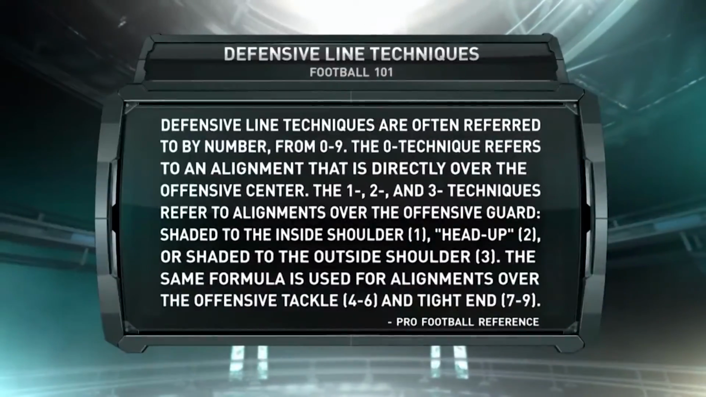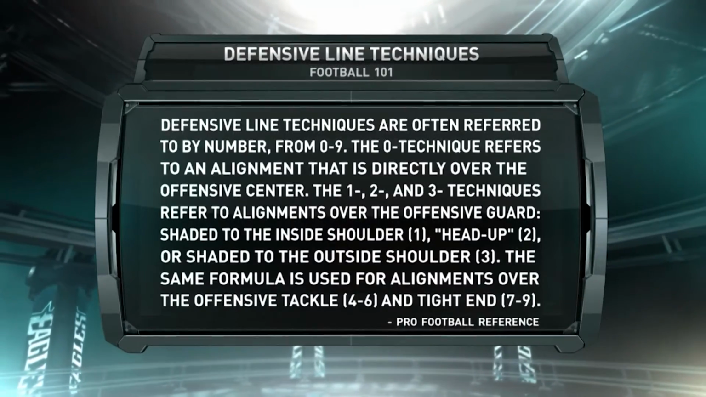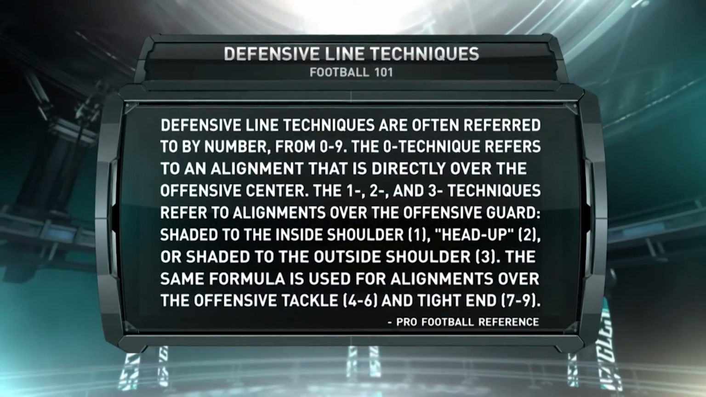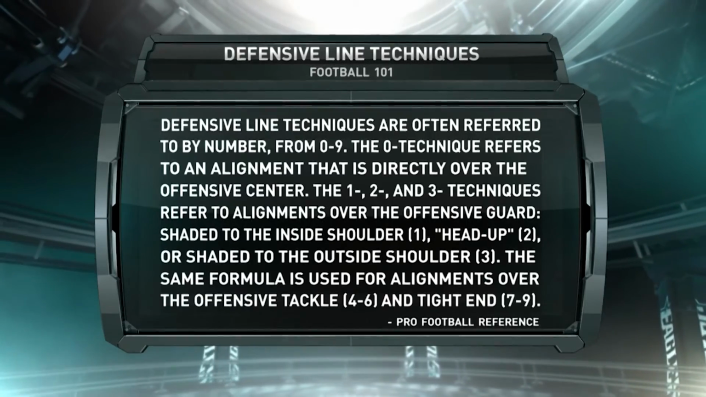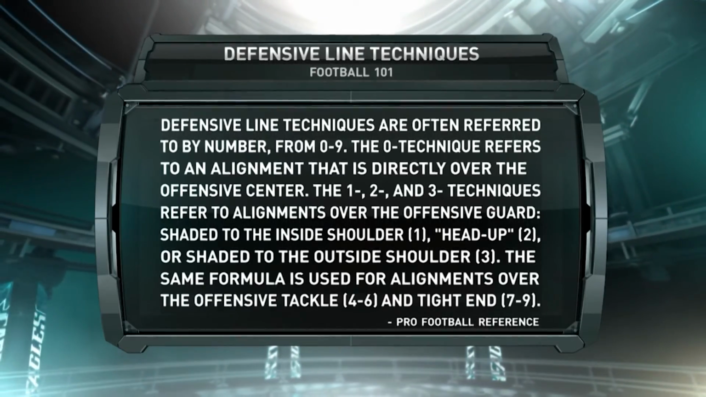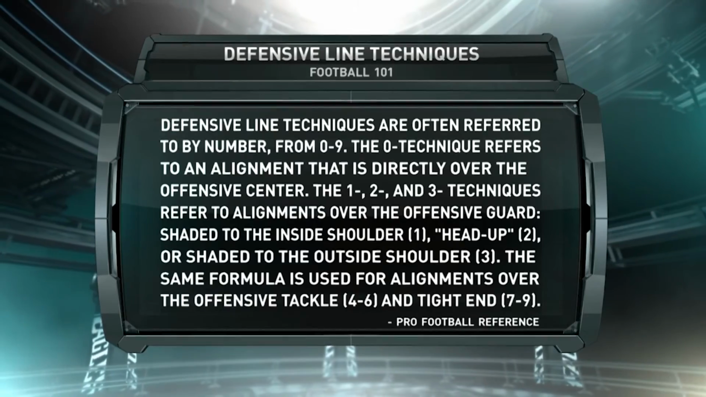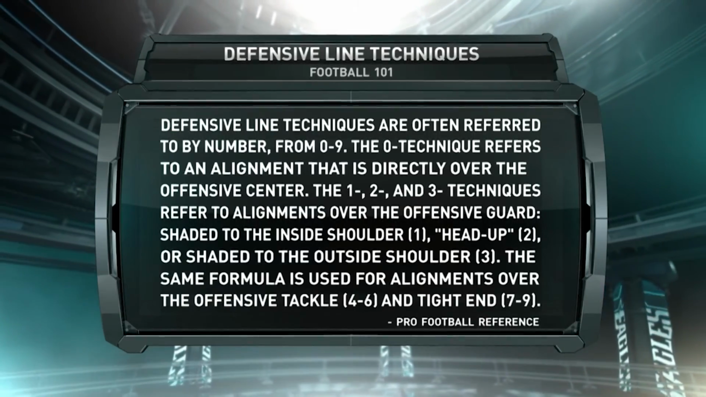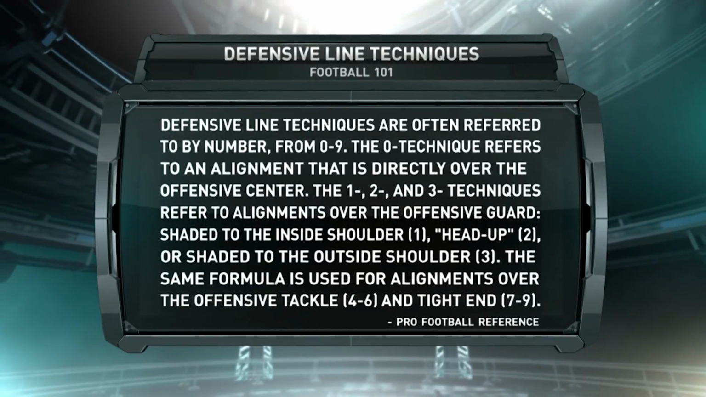So it goes from 0 all the way up to 7, conceivably even 9 if it's a tight end wing-back formation. But you start with 0 on the center's head, and then each shoulder in every direction is the next technique. Now you'll know it's not that complicated.